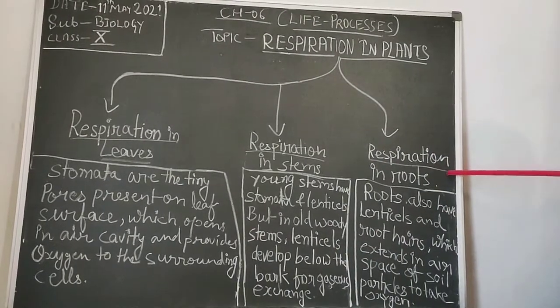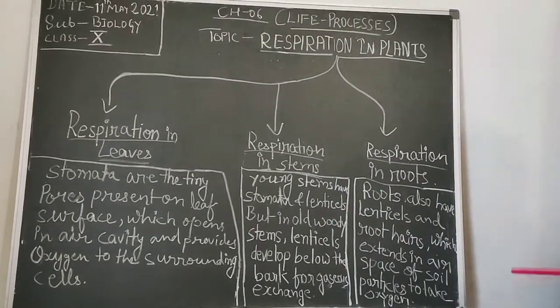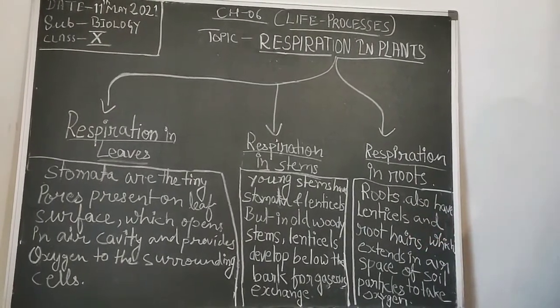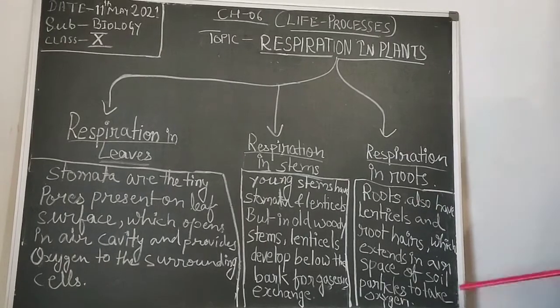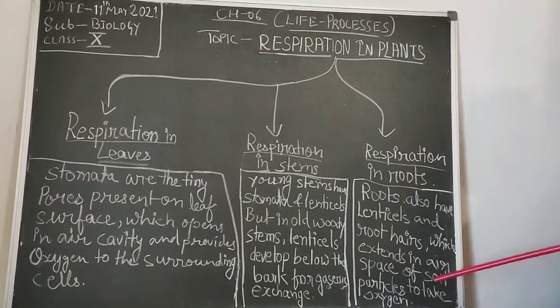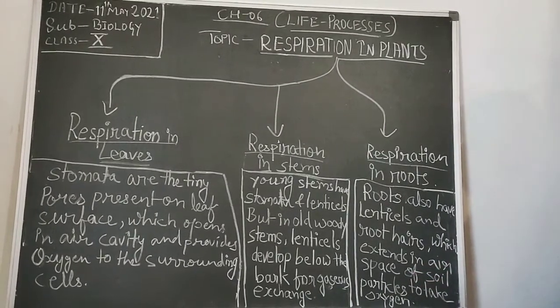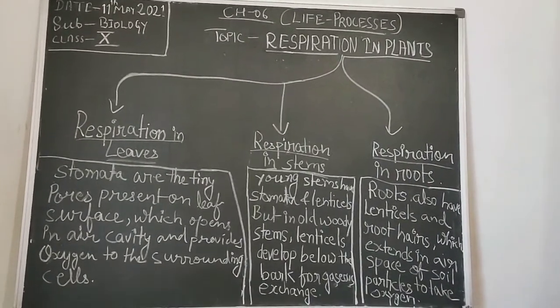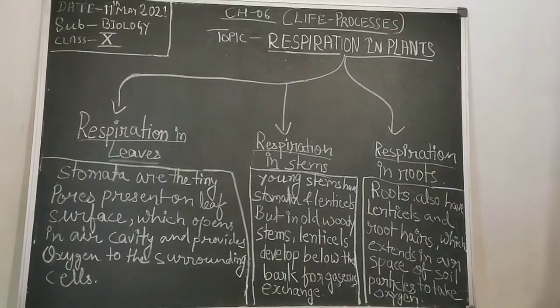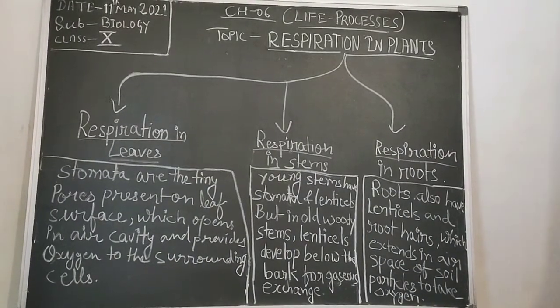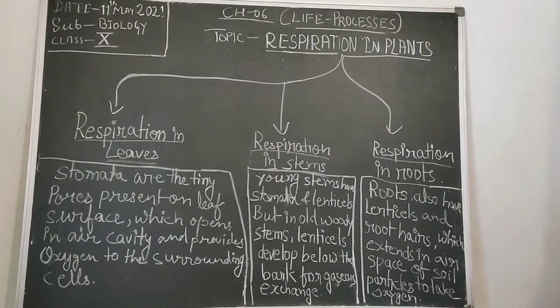Now when this process occurs in roots, it occurs through two things, that is lenticels as well as root hairs. Friends, roots have root hairs, and these root hairs extend into the air spaces of soil particles, so that they can take in oxygen and release carbon dioxide. So in this manner, respiration occurs in plants with the help of diffusion, an exchange of gases in air.